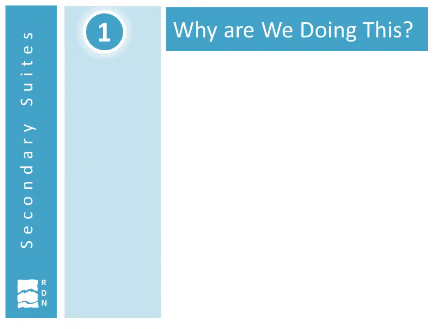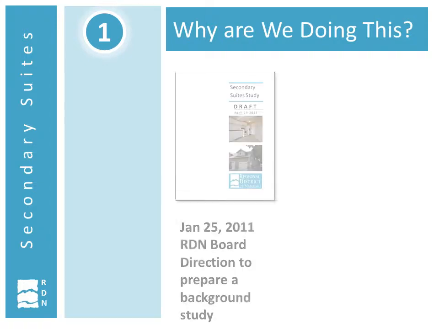Why are we doing this? The Regional District of Nanaimo completed a Housing Action Plan in January 2011. The Housing Action Plan recommended actions related to the consideration of secondary suites within electoral areas A, C, E, F, G, and H. Therefore, the Regional District of Nanaimo Secondary Suites Project is a way of implementing the actions identified in the Housing Action Plan.